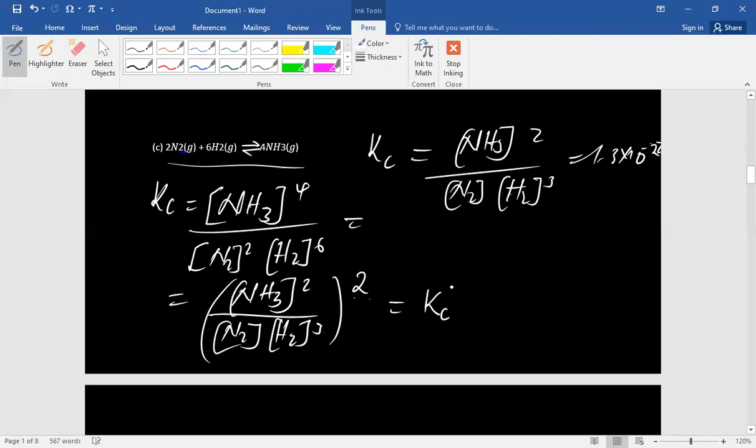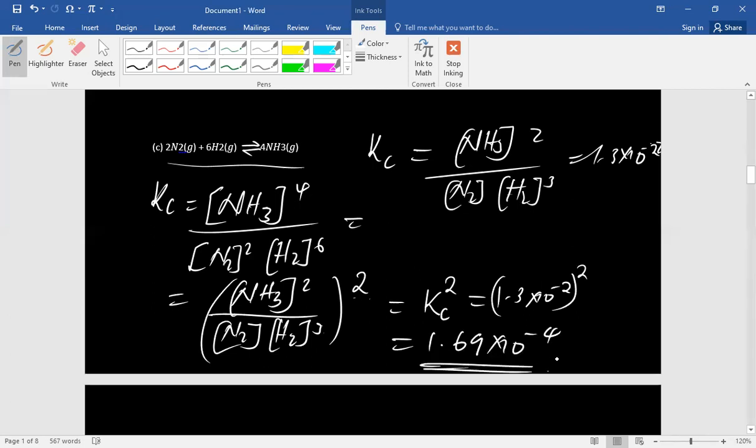So this means that we have Kc = (3 times 10 power negative 2) in brackets, squared. So what is that? It's 1.3 exponent negative 2, and then squaring this. So it gives us something like 1.6. So that's the value of the Kp.